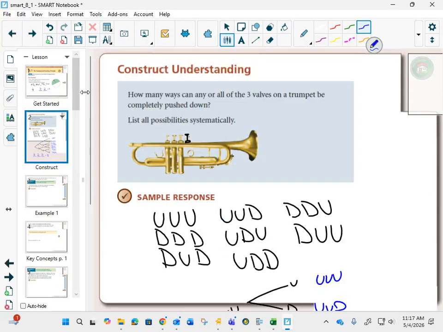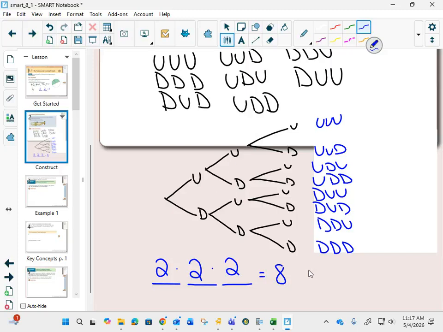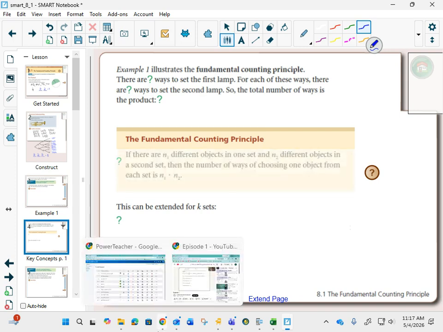Of important definitions. So we call this diagram a tree diagram, and this idea where you draw a space for every decision you make and number of choices in each one, the fundamental counting principle. They have it in your notes here, but sometimes when it's written out, you could read this and go, yeah, I have no idea what they meant. It says if there are n1 different objects in one set and n2 different objects in a second set, then the number of ways of choosing one object from each set is n1 times n2.